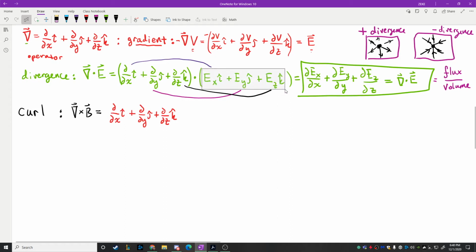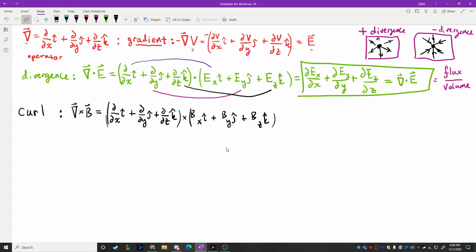We'll copy this one. In both cases, we'll make them the same color. Then we'll get rid of this and this one, and we'll put a B in there. Probably could just turn those into B's, but it wouldn't look very good. Bx, By, Bz, and then we need to take the curl of this. So that means we're going to do a cross product.